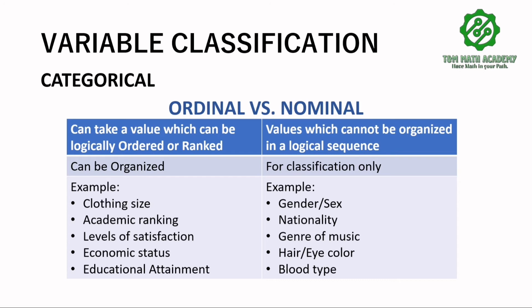Okay? Next is nominal variable. These are values which cannot be organized in a logical sequence. For example, we have gender or sex, nationality, genres of music, hair or eye color, and blood type. So, notice that all of these examples cannot be arranged in order or this cannot be ranked. Ibig sabihin, halimbawa dito sa gender, male and female, hindi natin pwedeng sabihin na mas mataas yung rank or value ni male compare sa kay female, no? Or dito sa blood type, type A, type B, or type O, ano? Hindi natin pwedeng sabihin na mas mataas ang value ni type A compare sa kay type O.